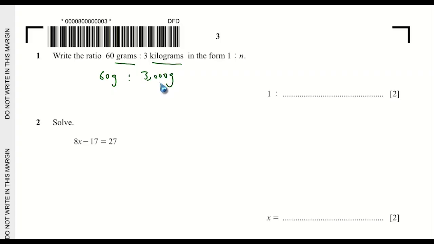3,000 grams. Now that we want to have it in the form 1:n, we need to divide both sides by 60. So that will leave us with 1, then ratio 3,000 divided by 60 gives 50. So this would be 1:50, which is 1:n. That implies n equals 50. So we have 50 here.